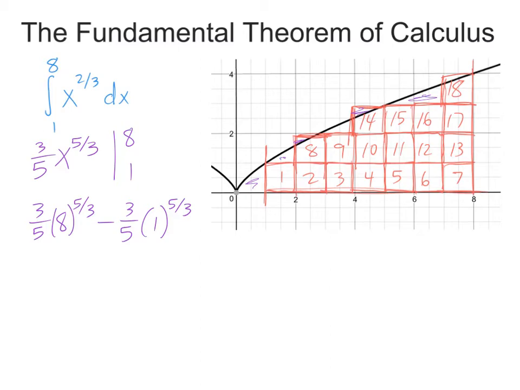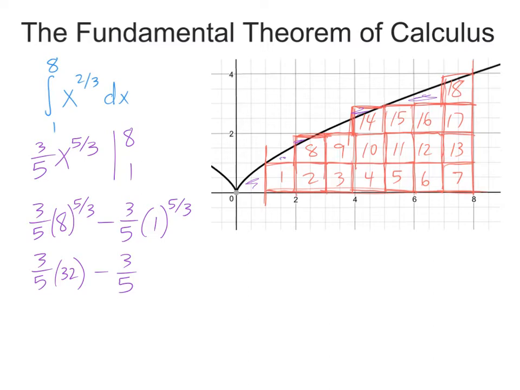So 8 to the 5/3, that's 8 to the 1/3 is 2, 2 to the 5th is 32. So this is 3/5 of 32. Okay, so make sure that 32 makes sense. We took the cube root of 8 first, and then we raised it to the 5th power. 1 to the 5/3, that's easier. 1 to anything is 1, so this is just minus 3/5.